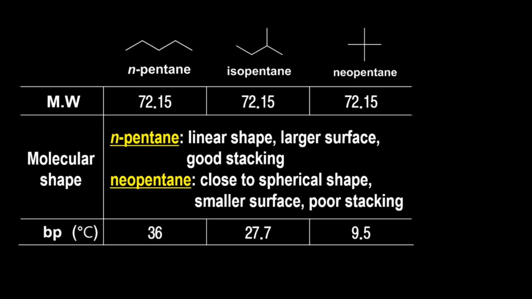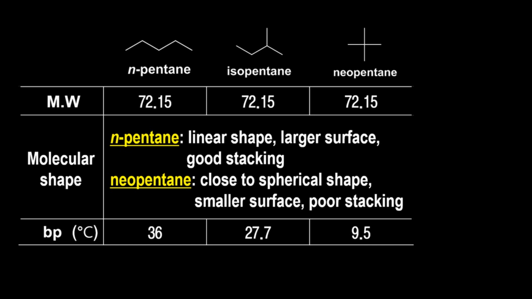Now let's put this trend to the test by comparing n-pentane, isopentane, and neopentane. N-pentane has a straight chain structure with a large surface area, so it stacks really well. That's why its boiling point is 36 degrees Celsius. Isopentane has a single branch, which means a little less surface contact, and its boiling point drops to 27.7 degrees Celsius. And neopentane? It's highly branched and almost spherical, so there's way less molecular contact. As a result, its boiling point drops all the way down to just 9.5 degrees Celsius.